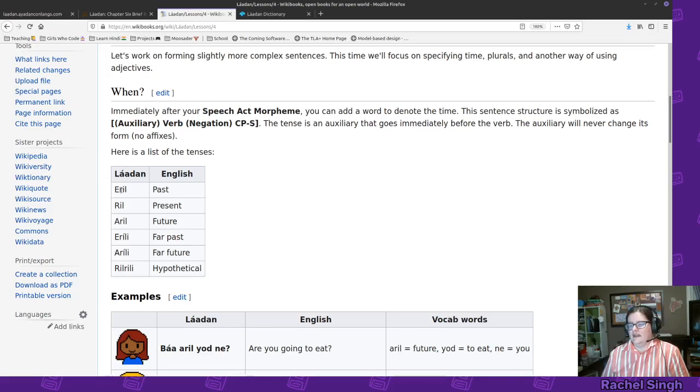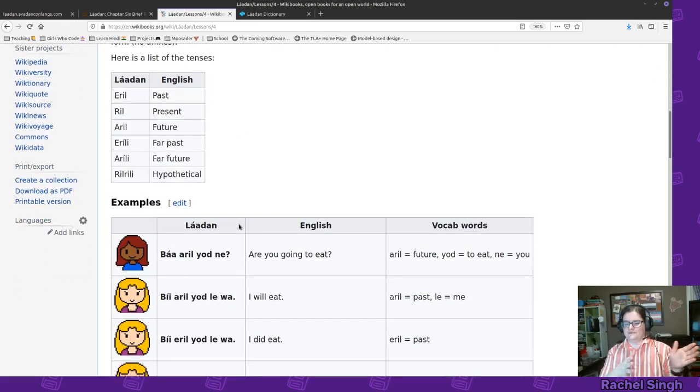So you would put your speech act morpheme like be, and then you would put the time and then the verb in the rest of the sentence. And I know my hands are probably backwards from what I'm trying to do. So just ignore my hand placement because I'm not going to be able to coordinate that on the fly.